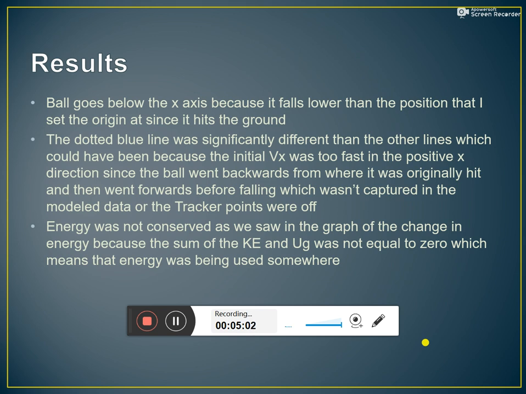And additionally, I discussed this, that energy was not conserved, as we saw in the graph of the change in energy, because the sum of the kinetic energy and gravitational potential energy was not equal to 0, which means that energy was being used elsewhere.